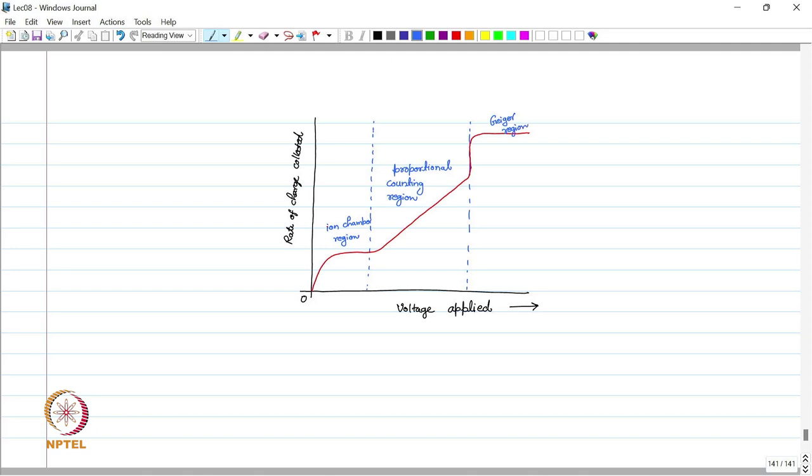So this graph shows when we increase the voltage, the first lower voltage is the ion chamber region, where the rate of charge collected is kind of constant and we cannot differentiate between the radiation. This is the ion chamber region. Then we have a linearly increasing graph with the voltage, and the rate of charge actually collected is proportional to how much voltage we apply. This is the proportional region, where we can detect which kind of radiation is coming into the gas cavity.